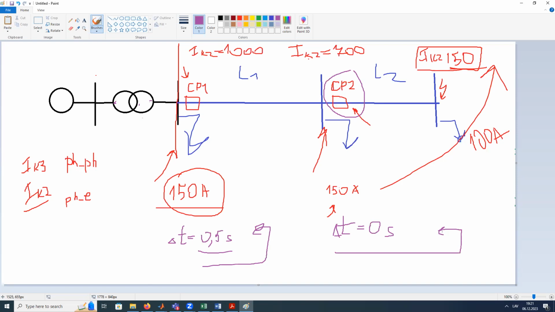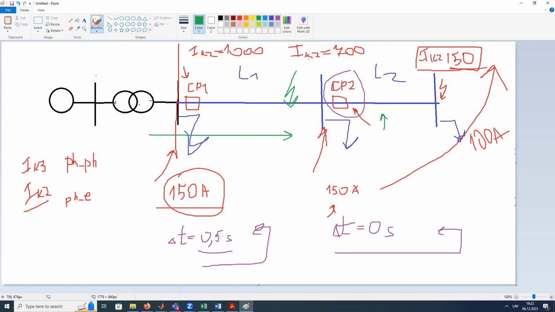This is how it works. And what I want to say more: if we have a short circuit here, it means that the current goes this way, and in line 2 there is no fault current, because current goes from the source to the fault place. That's why this relay doesn't see this current, and this relay will disconnect line number 1 in a time of half a second. This is the idea of how the current relays are made.